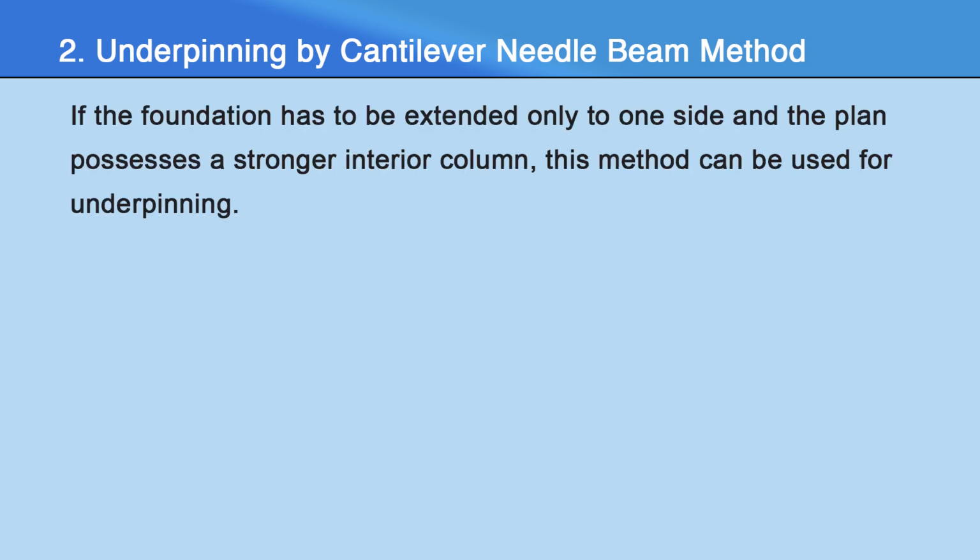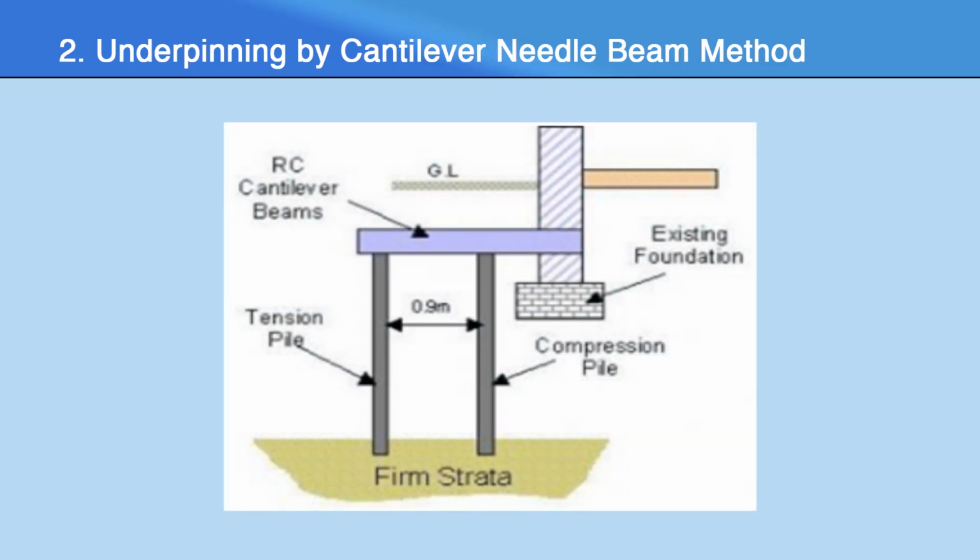If the foundation is to be extended on only one side and the plan poses a stronger interior column, this method can be used for underpinning. The advantages and disadvantages of cantilever beams are as follows. This is the photograph of that. You can see that on one side the foundation is extended or a new foundation is constructed.